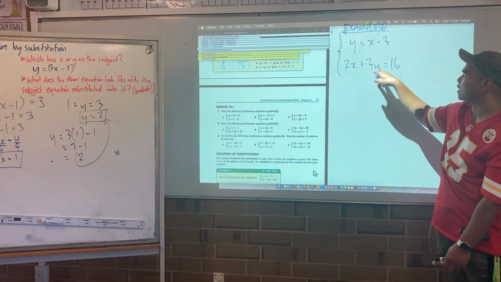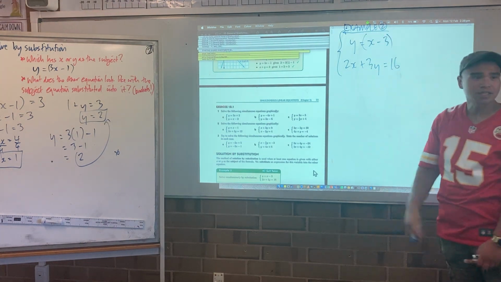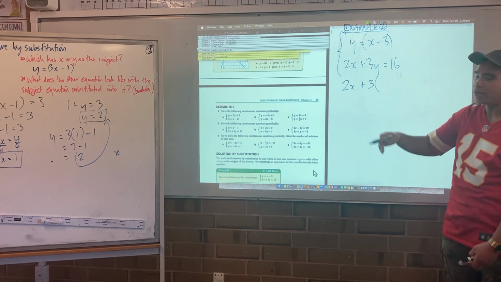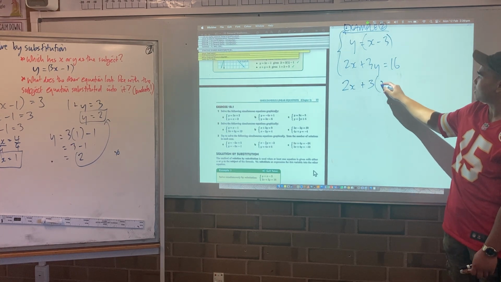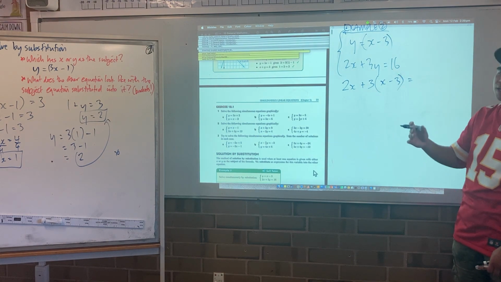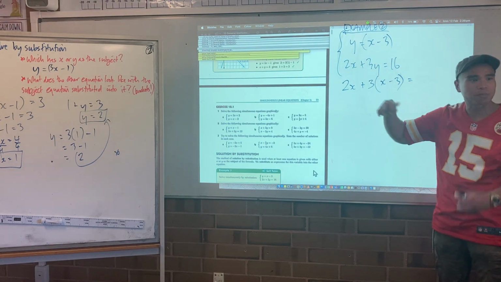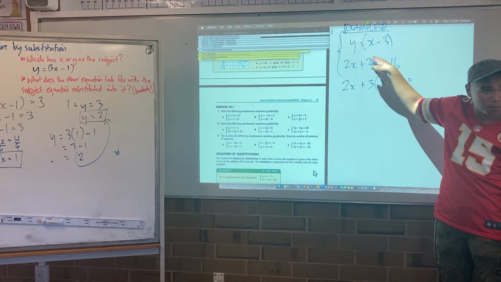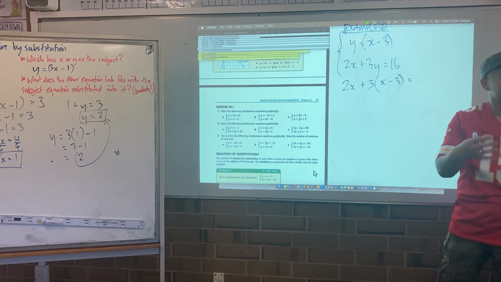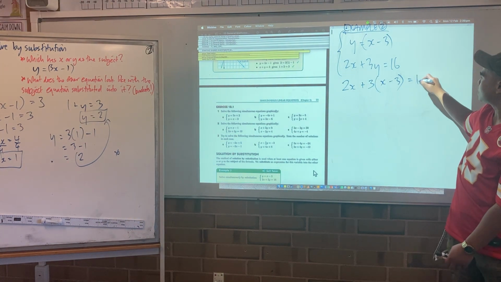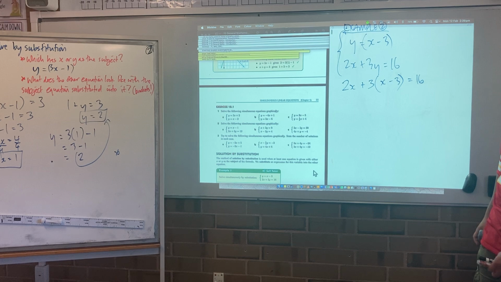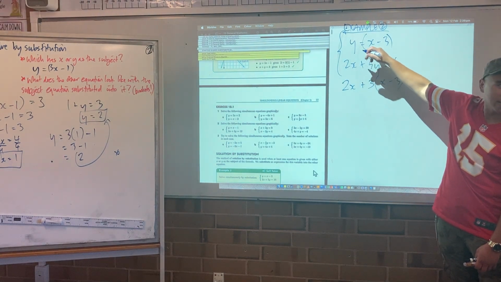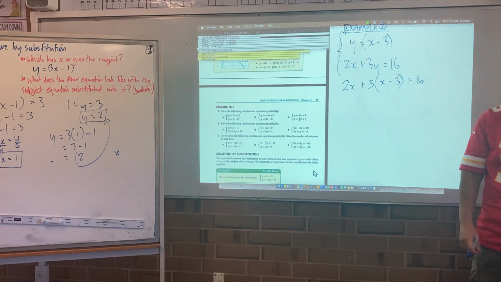So I'm replacing y here with x take 3. So let's write that. 2x plus 3, and this is where the brackets come in: (x take 3). Why do you need the brackets? Because this 3 is multiplying all of y. Y has a few bits to it, so I need to chuck it in brackets so it's all multiplied. Equals 16. What have I done here? I replaced y in the second equation with what y is being told to me up here, x take 3.